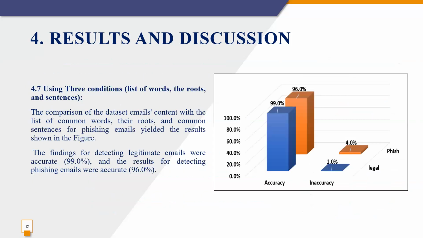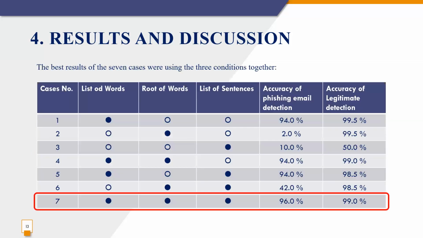The last one, where we used the three methods together, gave higher results than the others. We get 99% accuracy for the legitimate emails and 96% for the phishing emails. As we see, this table shows all the approaches we used with all the cases, and the last one was higher than the others.